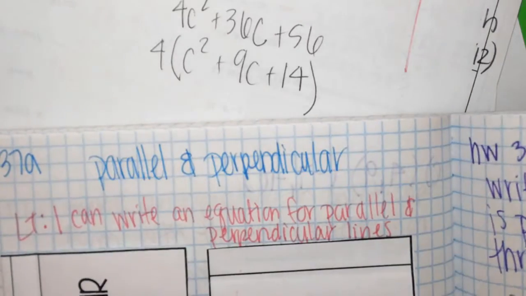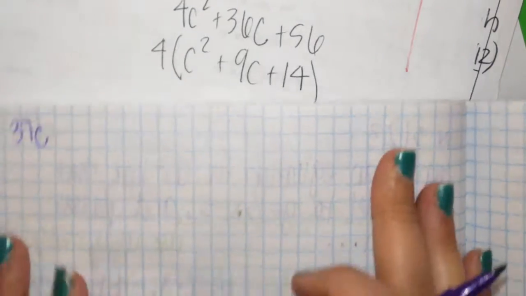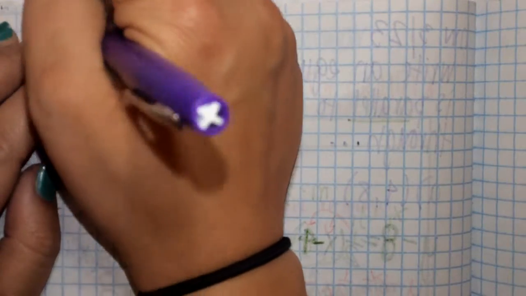Now, this is 37C. And I want you to please write today's date, which is the 6th of April.